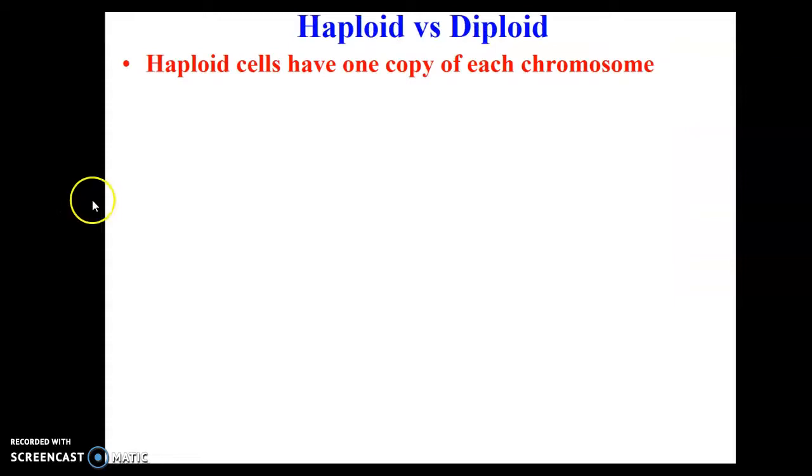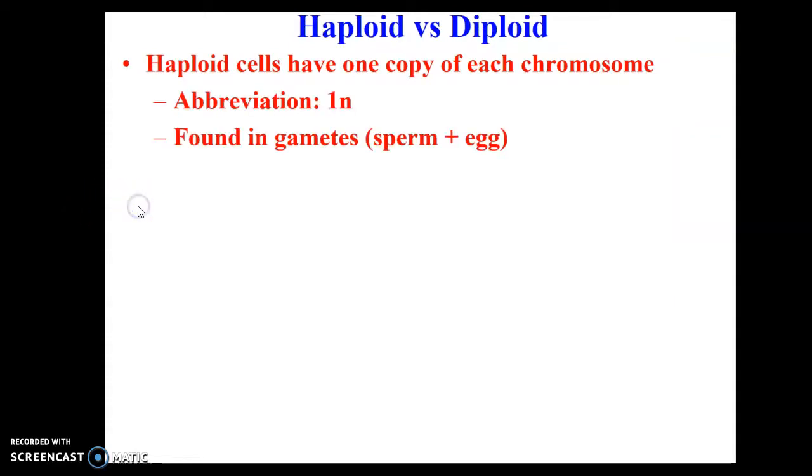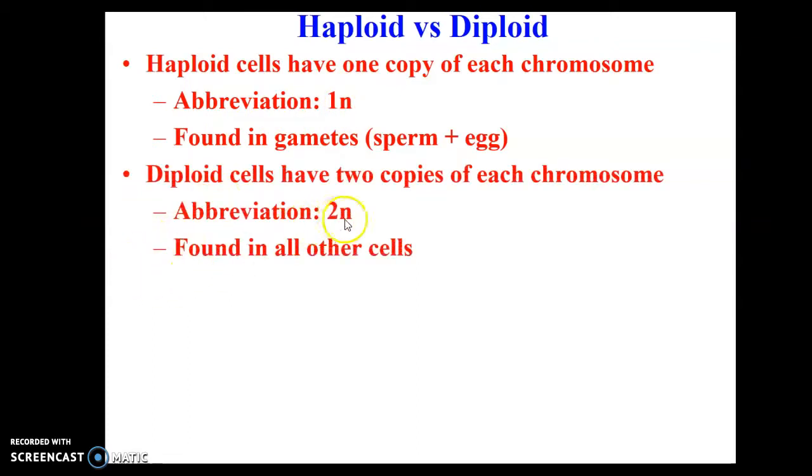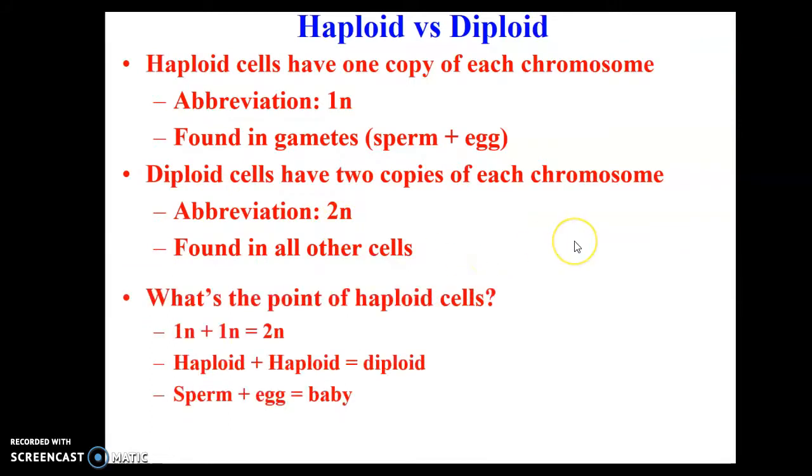Okay, haploid cells have 1 copy, diploid cells have 2. And that's the abbreviation for haploid, and that's the abbreviation for diploid. What's the point of haploid cells? 1N plus 1N equals 2N. So a sperm plus an egg gives you the start of a new baby, and then mitosis takes over from there, and cells divide, divide, divide until you have a baby.